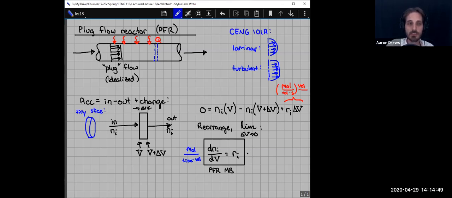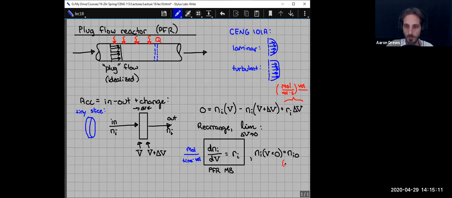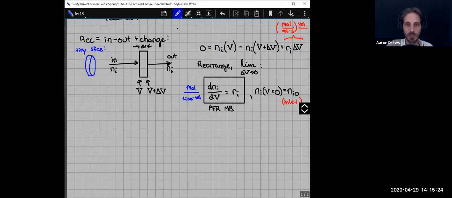The other thing that it always needs as an ordinary differential equation is an initial condition. And so our initial condition is that most of the time we know the molar flow rate of species i when V is equal to zero is whatever the inlet happens to be, right? So N sub i at V equals zero is just your inlet molar flow rate. And typically, again, that's known, right? It's like either pure A or it's a 50-50 mixture of A and B, something like that. But we usually know what's going on at the entrance.